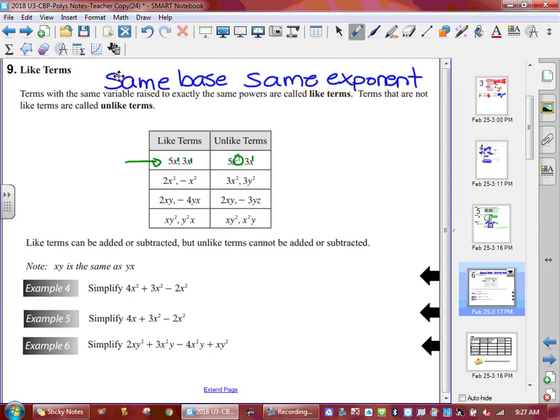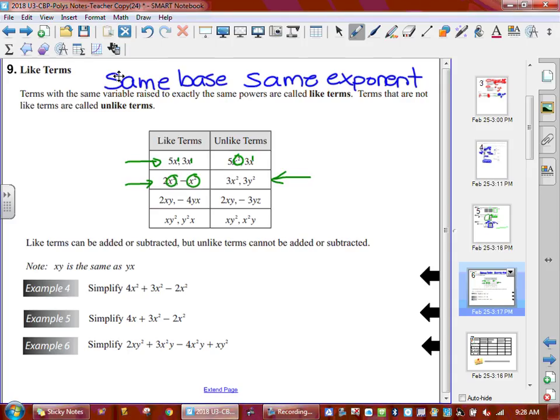Well, what's wrong with that set on the right-hand side? They both have a squared. What's wrong with them, Jay? Different base. They have different variables. So these have a different base, different variables. So that's why you cannot add them together. Okay?